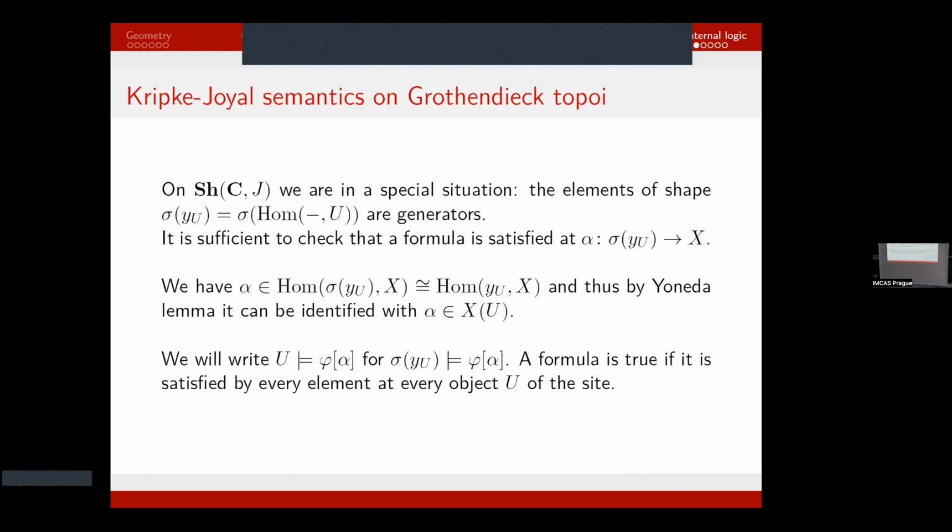So let's see. We write U forces phi of alpha instead of this. So we forget about the functor. We start from the Yoneda functor, and we go directly to the object that this functor corresponds to. And we say that an object of the site forces the formula if this happens. Okay. And now a formula is true if it is satisfied by every element at every object U of the site. So this is now the interpretation. Now we are really able to say when a formula is true.